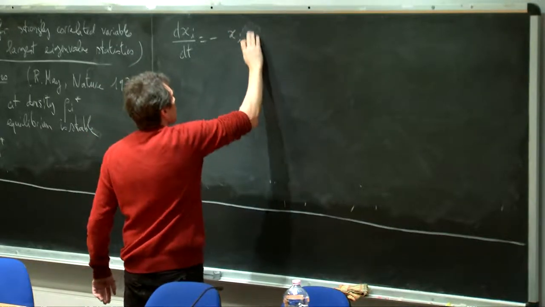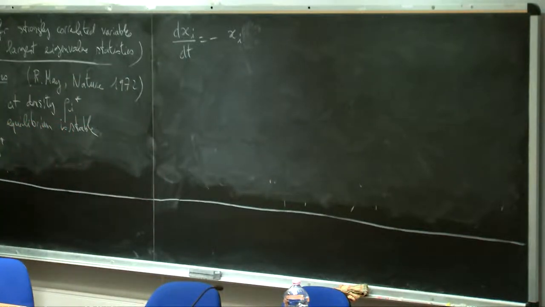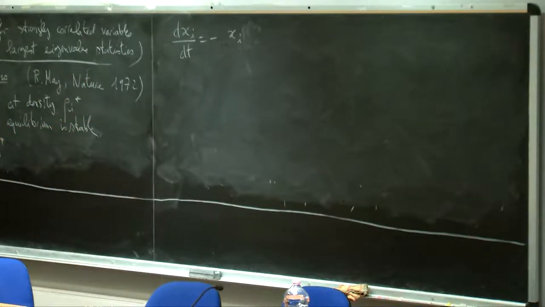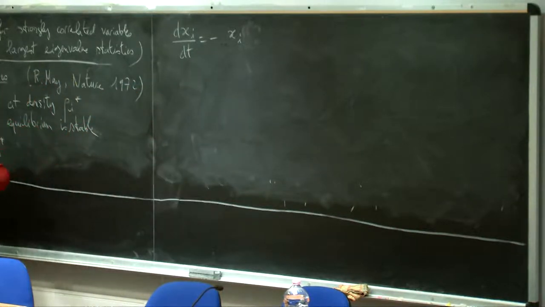Okay, so that's the idea. And I suppose for simplicity that the time scale over which all these species relax to their equilibrium value is the same for all of them, and it's 1. So I just set it equal to 1. So it's a very simple and boring problem.